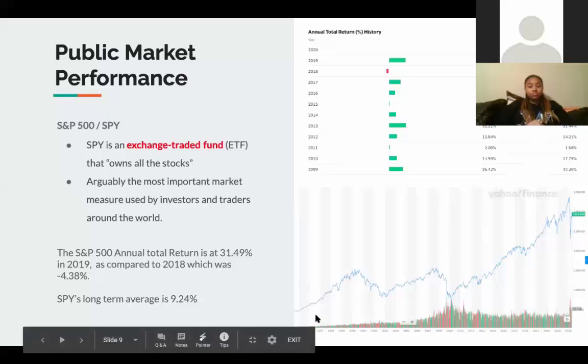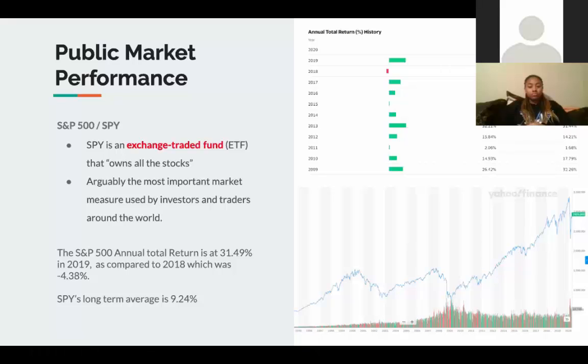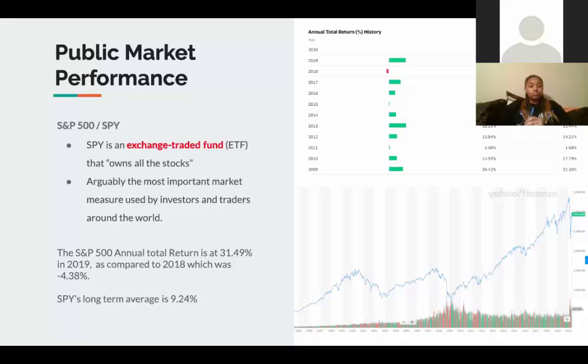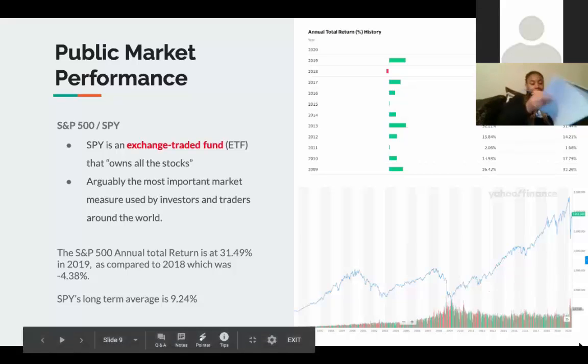If you look at last year in 2019, there was a 31% annual return, but in 2008 there was almost a negative 4.5. If you look at the chart, there are always going to be dips, recessions, and pullbacks. So I don't think it is appropriate to look at just the annual return, because it depends on where the year falls in the patterns of the market as a whole and where the market's headed. It's better to look at the S&P long-term average, and that is a little bit over 9%, at 9.24%.